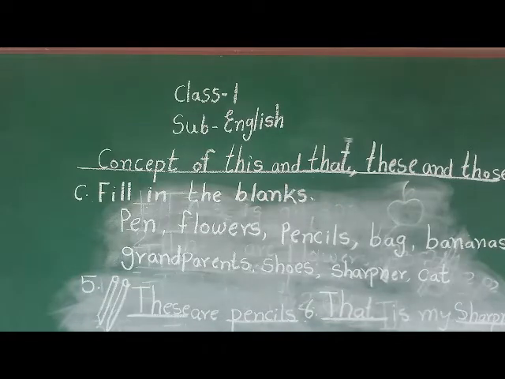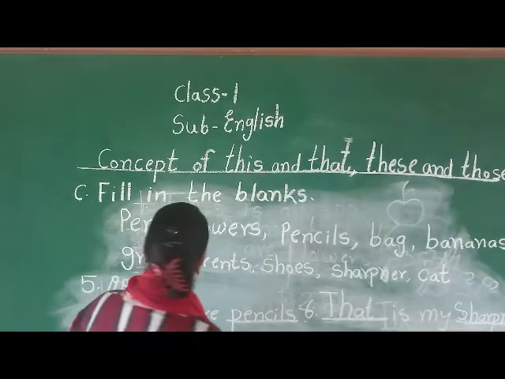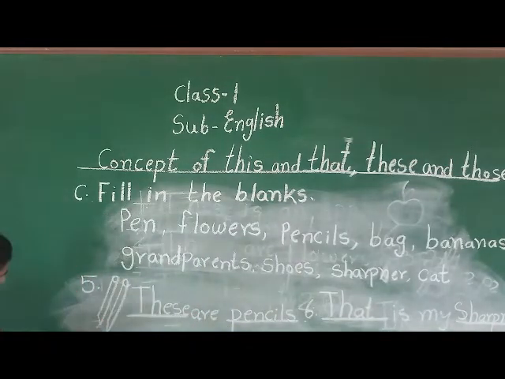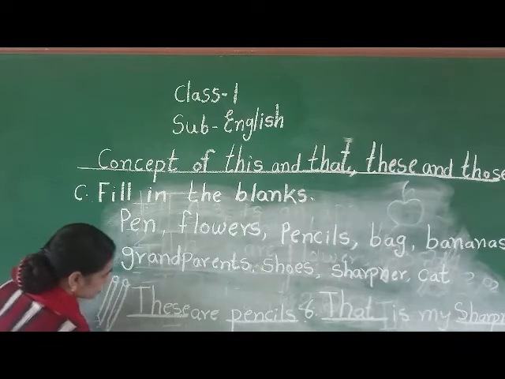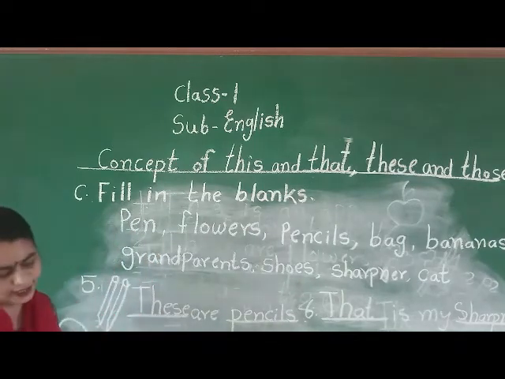So that is my sharpener. Okay. Now number 7. I am writing here number 7. Picture of a bag. School bag is here. See, you all are using your school bag. Dash is my dash. Full stop. So what do we write here?